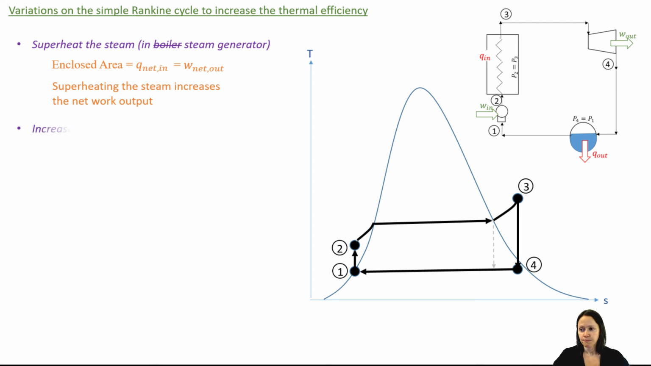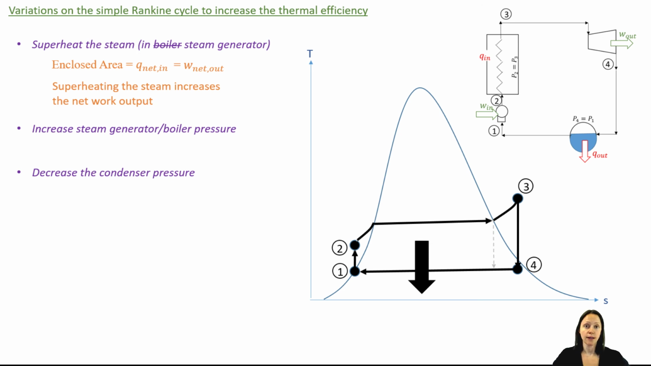I could also increase the steam generator or the boiler pressure, and that just means I'm pushing that line of constant pressure up, and so I'm increasing that enclosed area as well. And then I could do the same thing at the bottom. I could decrease the pressure in the condenser, and that would push that line of constant pressure down, and that would also increase the enclosed area, thereby increasing the net work output.